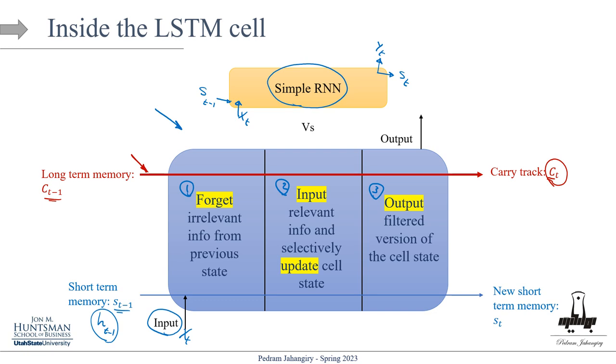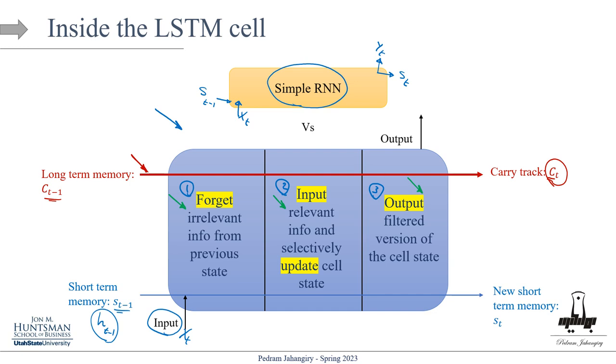So what do we have? These three gates. The forget gate: in the first one, we are going to forget irrelevant information from previous states, so literally we're going to shut off information to be passed to this carry track. The second gate, the input gate: we are going to add some relevant information and selectively update the cell state. Because remember, guys, at the end of the day, this whole sequence modeling is about this cell state, the information passing through the network from the previous time steps. We are going to sometimes forget it, sometimes update it selectively, and finally, we're going to output this. So this is our output gate.